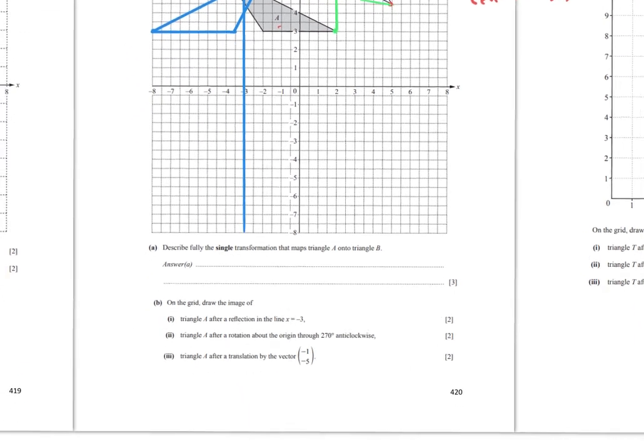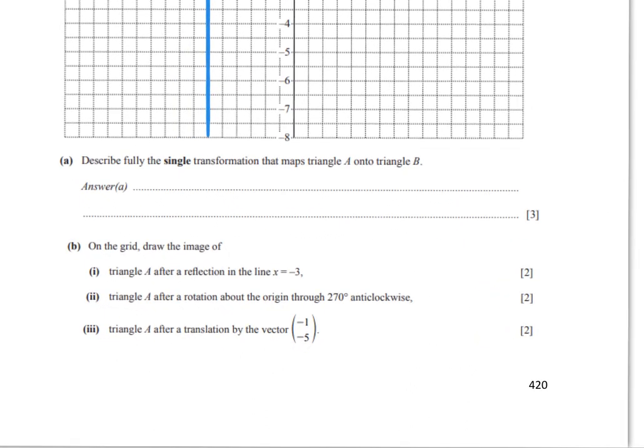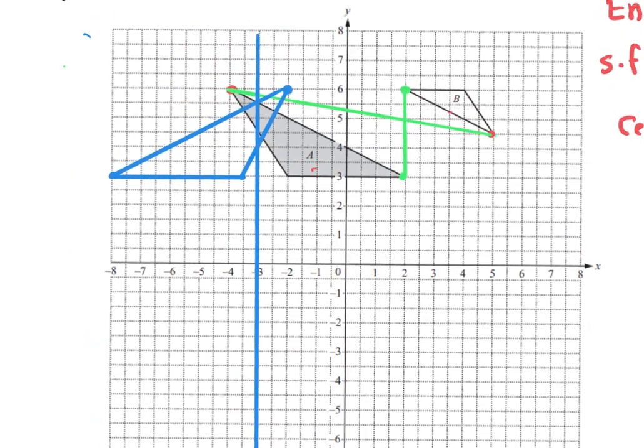Now next one, triangle A after rotation about the origin 270 anticlockwise. 270 anticlockwise is the same as 90 clockwise. So 270 anticlockwise is equivalent to 90 clockwise. Okay, so how to find the image of triangle A after rotation 90 clockwise?